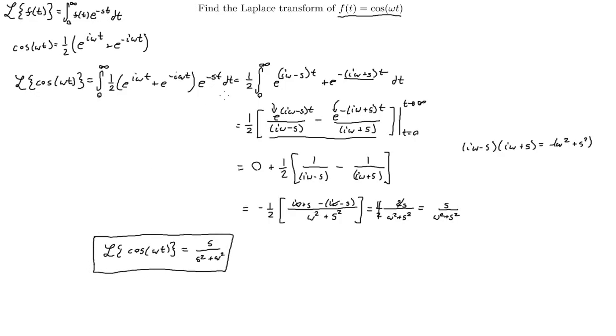So again, not too bad. It's the same process as the evaluation of sine omega t. Use Euler's formula, break it in, you integrate these exponentials, come down here, find this common denominator, but instead of an omega, you get an s, right?